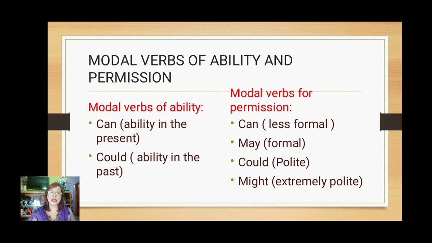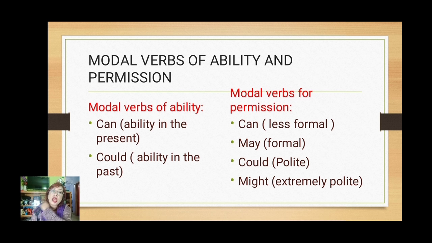So let us see. Can, for modal verbs of ability, shows the ability of the particular subject, right? Ability in the present. So whenever we denote some ability in the present tense, can is used. Could, what about could? Could is also a modal verb of ability. Could is used whenever we show something in the past.